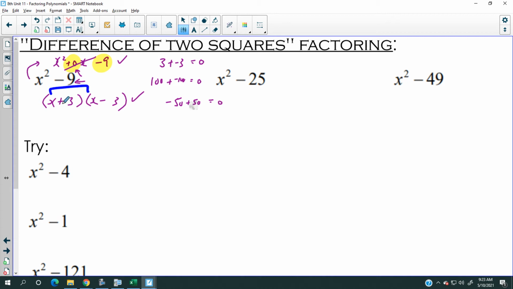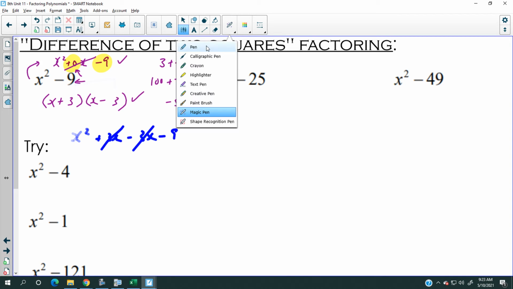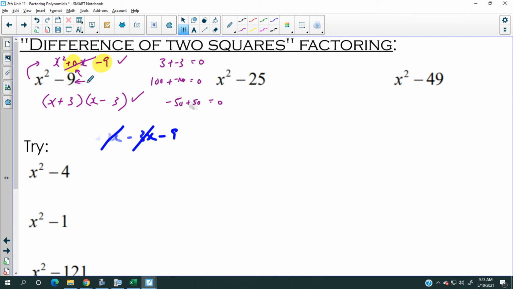All right, first, right, x squared, outside, minus 3x, plus 3x, minus 9, right? X squared plus 3x minus 3x minus 9. Look at the terms in the middle. They cancel out, right? And voila, we got x squared minus 9. Okay, all right, got that?